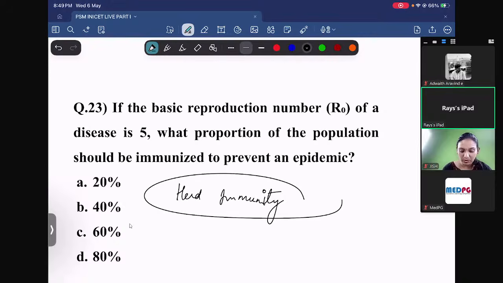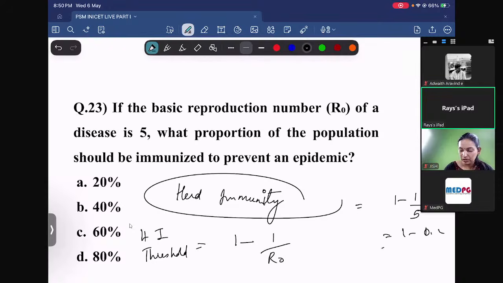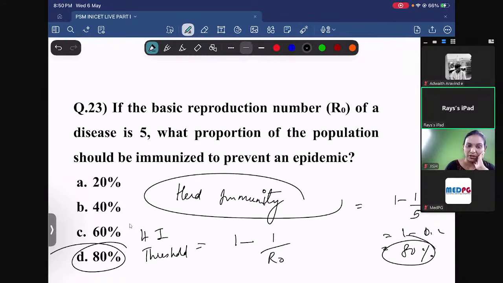And for this, we have a threshold called the herd immunity threshold. So 1 minus 1 by R naught will give you the herd immunity threshold. If I apply this here, R naught is 5. So 1 minus 1 by 5. That will give me 1 minus 0.2. So that is 0.8 or 80% is the threshold. That means in this particular population, at least 80% of the people should be vaccinated to prevent an epidemic. That is what you mean by the herd immunity threshold.